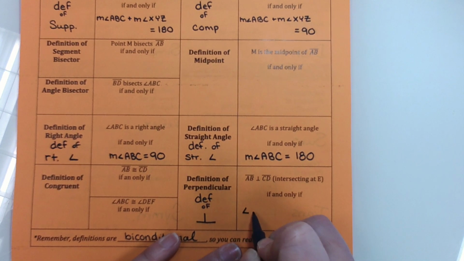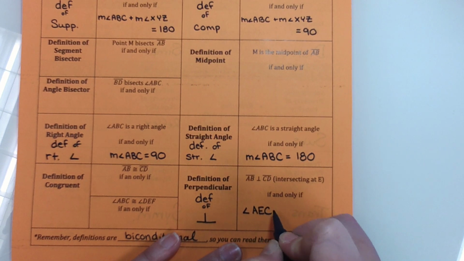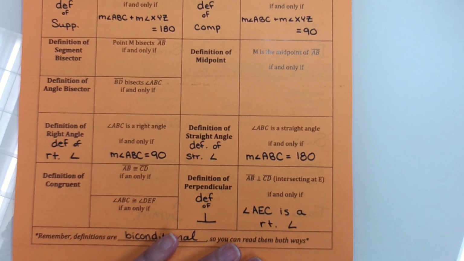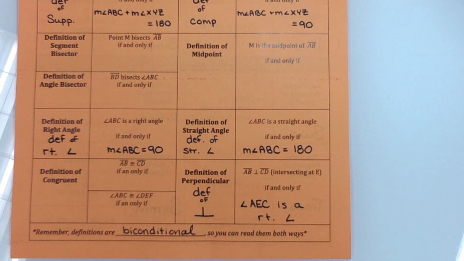So in this case, angle AEC is a right angle. Okay, so those are the additional things that are going to start popping up in our proofs. We'll fill in the rest of our orange sheet tomorrow. Monday. Fill in the rest of it on Monday.